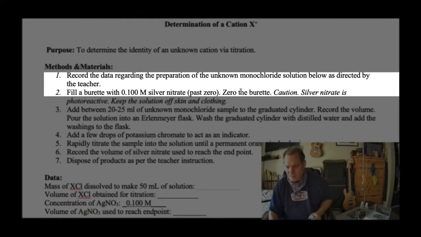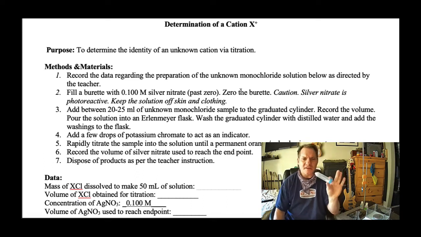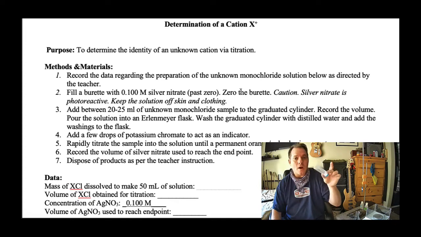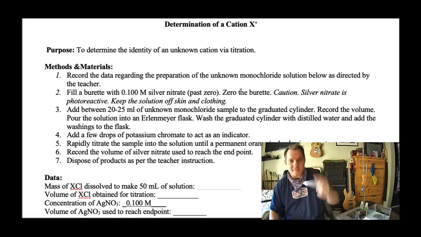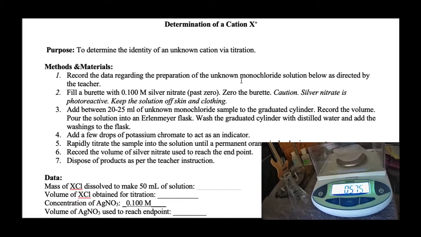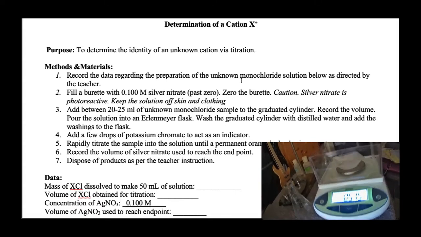We're going to record the data regarding the preparation of the unknown monochloride solution below as directed by the teacher. Hey, that's me. What we're going to do is dissolve a certain amount of it into some water so that we can actually titrate it. Again, we need this to be aqueous so the ions can move back and forth. So we're going to measure the amount that goes into the solution and then record the volume of the solution created so we know something about its concentration. Let's go ahead and do that. We have 0.575 grams of the substance.